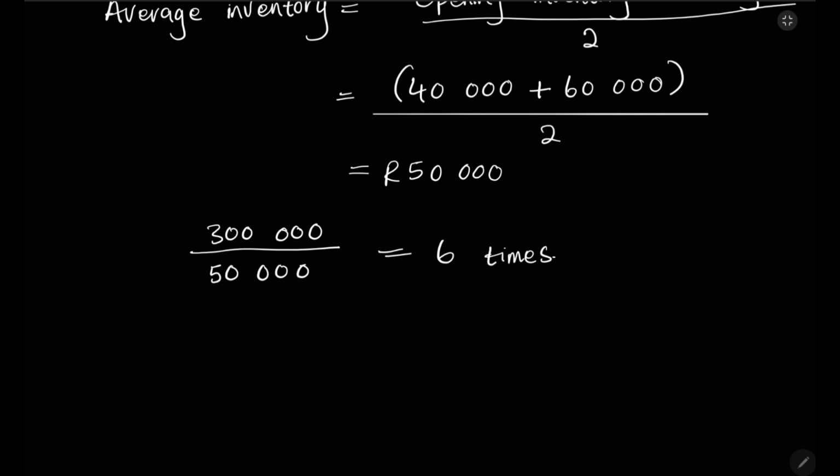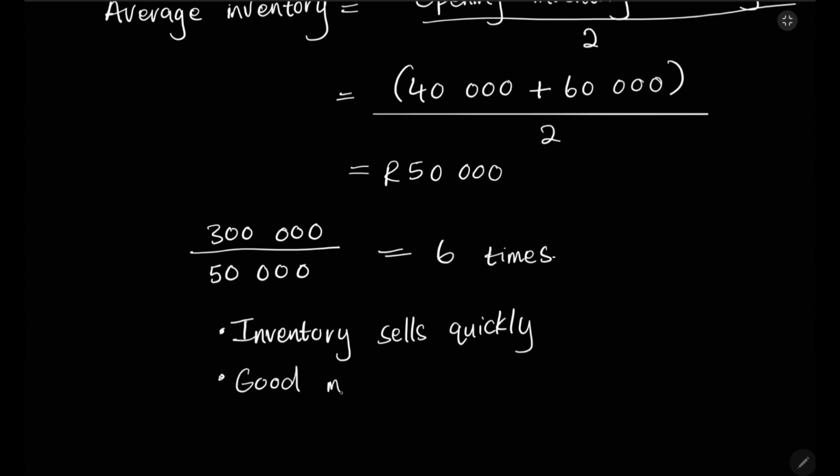So how can we interpret this information? We said that the business has a turnover rate of 6 times, right? So what this basically means is that it has a high turnover, meaning inventory sells quickly, because they had to do this 3 times in the financial year. Secondly, there's good management.